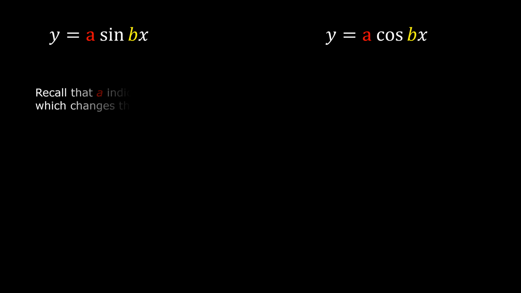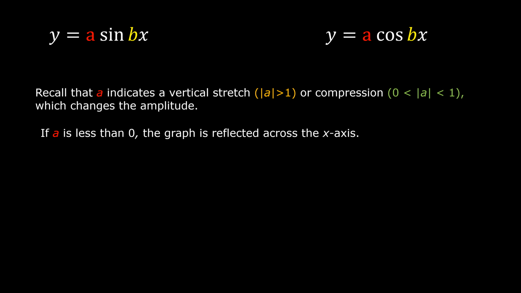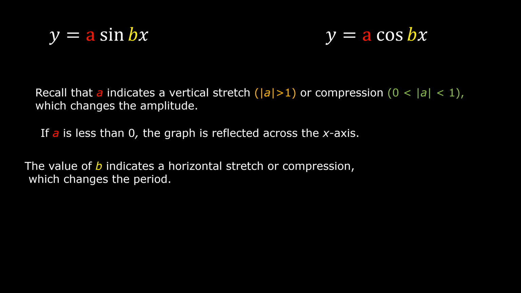The formula of the parent functions for sine and cosine is y = a sin(bx) and y = a cos(bx). Recall that a indicates a vertical stretch when the absolute value of a is bigger than 1, or a compression when the absolute value of a is between 0 and 1, meaning it's a decimal number, which changes the amplitude. If a is less than 0, meaning it's negative, the graph is reflected across the x-axis. The value of b indicates a horizontal stretch or compression, which changes the period.